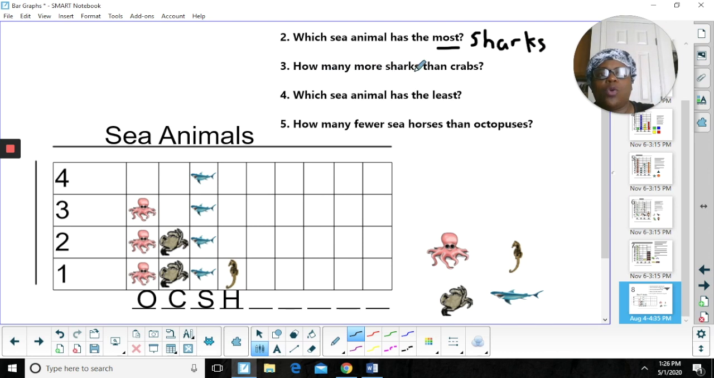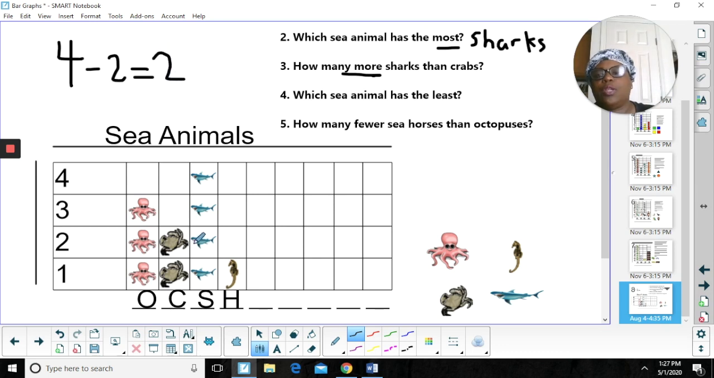All right, it says, how many more sharks than crabs? How many more sharks than crabs do we have? So now we have to determine how many sharks we have. How many sharks do we have? 4. How many crabs do we have up and over? 2. And you see that many more, which means that we're going to be doing some adding or subtracting. Subtracting. So we're going to take away 2, and it's going to equal something, right? And if you put out 4 counters, how many are you going to take away? 2.